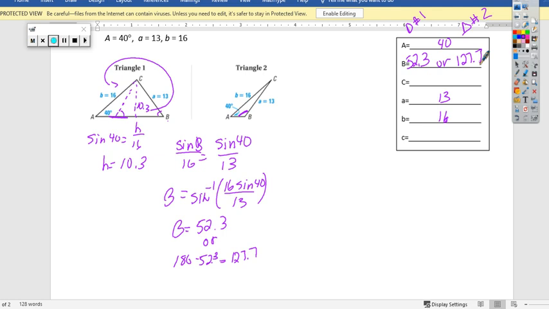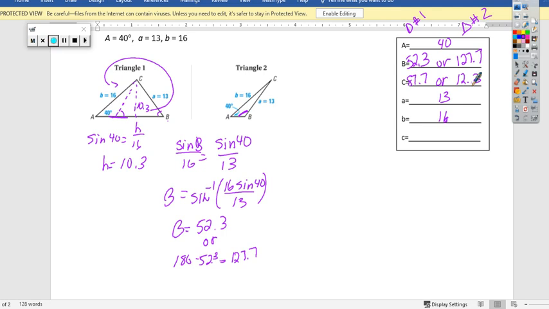Now we're going to find angle C here. Remember that all triangles sum to be 180 degrees. So in triangle number 1, we have one angle that's 40, one angle that's 52.3. And when we subtract that from 180, we get 87.7. For triangle number 2, the two angles that are sitting there, angle A 40, which is given, we found the other one to be 127.7. We subtract these two from 180, and we get 12.3.